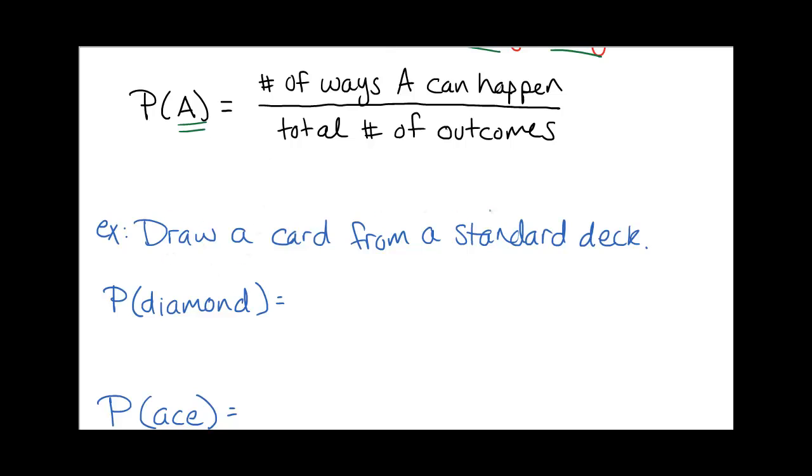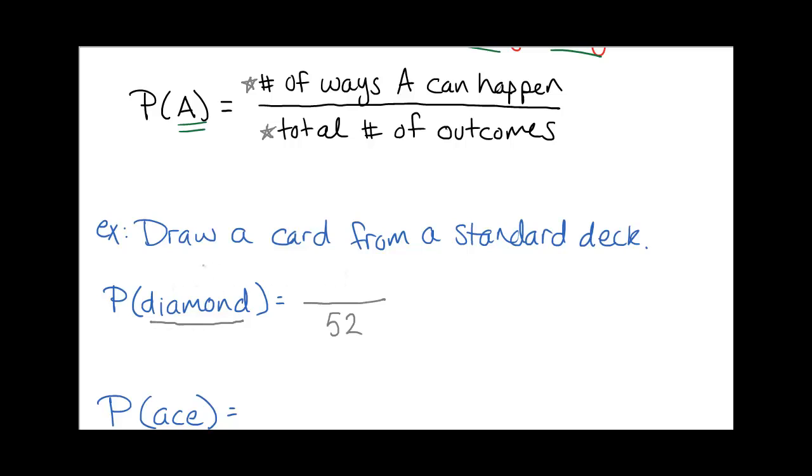For example, if we draw a card from a standard deck of cards. So if we're dealing cards for a game or something like that, the probability of drawing a diamond card, we can interpret this as saying, well, how many different ways could we draw a diamond out of how many total possibilities are there, or how many total outcomes? So if we're picking a card from a standard deck, there's 52 possible outcomes, right? There's 52 different cards that we could get.